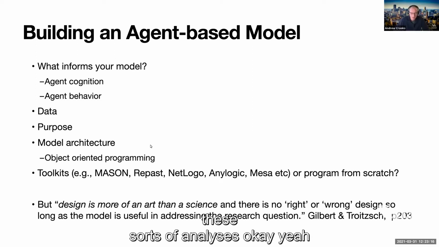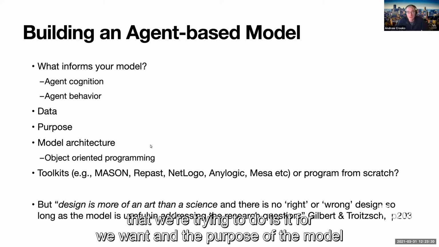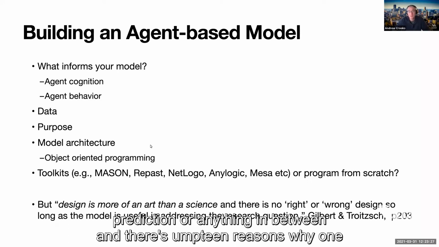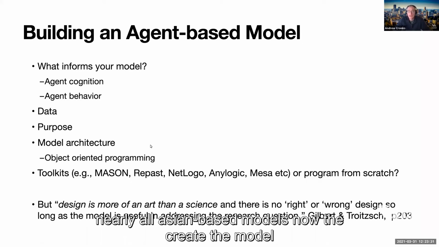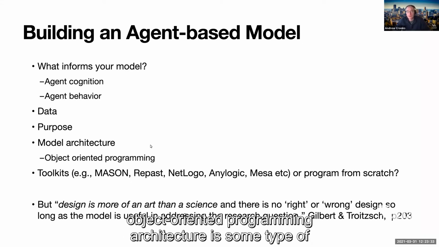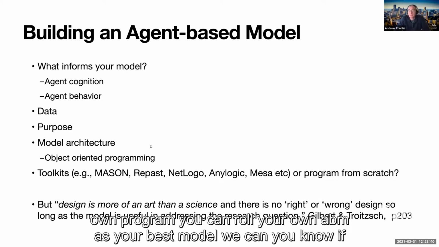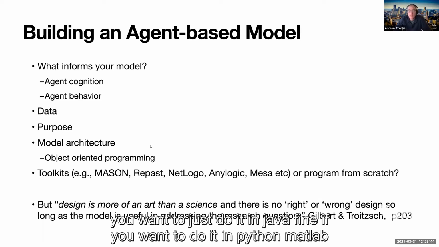Okay. Once we've decided what type of model we want and the purpose of the model, whether it's for theoretical purposes or for prediction or anything in between, and there are umpteen reasons why one might want a model, we then have to create the model. Nearly all agent-based models now have an architecture that is some type of object-oriented programming analogy, and you can roll your own ABM, agent-based model. If you want to do it in Java, fine. If you want to do it in Python, MATLAB, you can do it in Excel if you really want to.